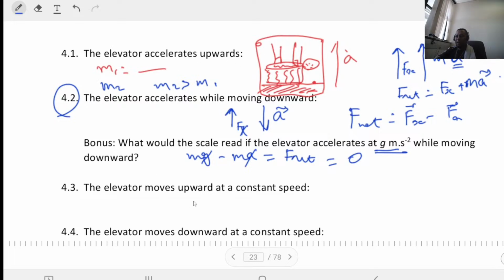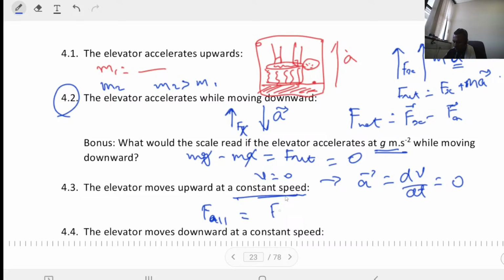4.3 says the elevator moves upward at constant speed. You see, if it is constant speed, guys, in a rectilinear motion, if v is constant, therefore acceleration, which is defined as dv by dt, is equal to 0. No acceleration, no net force, meaning the overall force is equal to F of x, which is due to the spring. Your weight is constant. The reading is therefore the same before and after, because acceleration is zero.